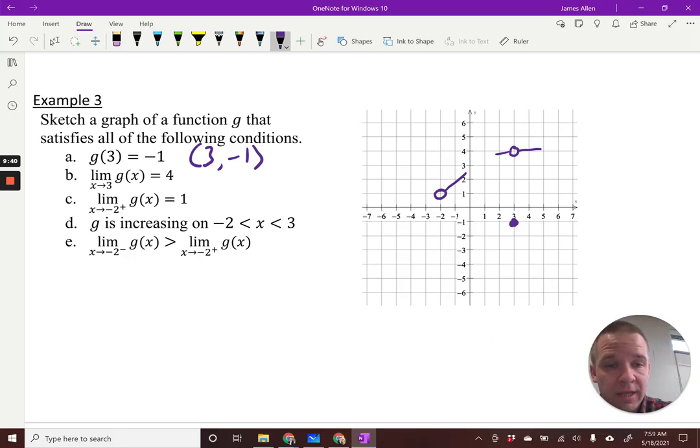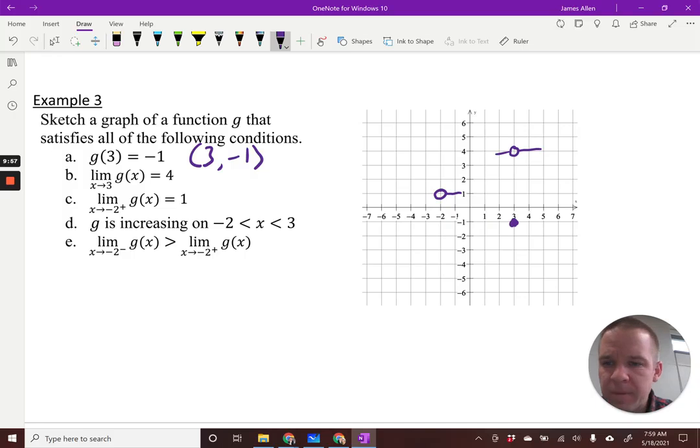Now, it could be like this. It could be approaching it from below. It could be horizontal. I don't know. I'll leave it horizontal for now until I'm told otherwise. Okay, just then I'll bring it up or bring it down.